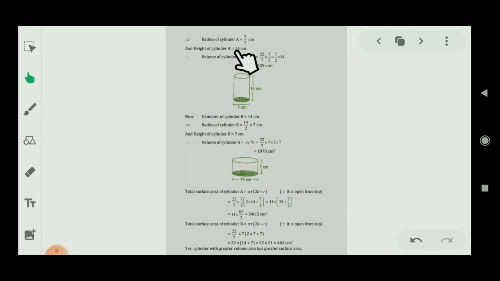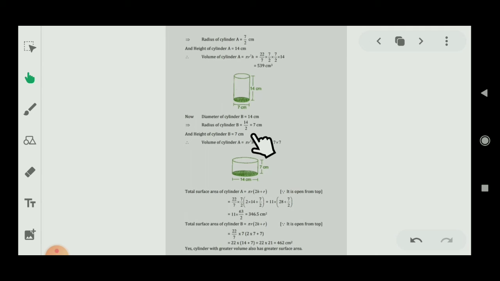Because the diameter is given, we can find the radius of the cylinder, that is 7 upon 2, and the height is also given, that is 14 centimeter. Students, then we can put the formula, that is volume of cylinder A. The formula for the volume of a cylinder is pi r square h. Pi's value is 22 upon 7, r's value is given in the figure, that is 7 upon 2, and h value is 14 centimeter, and after solving it, its value is 539 centimeter cube.